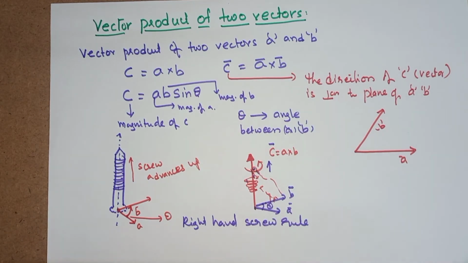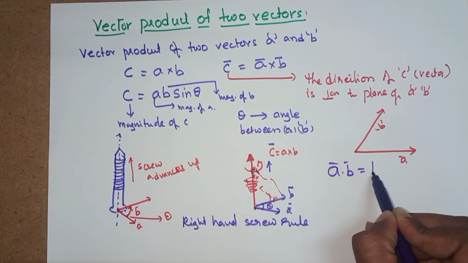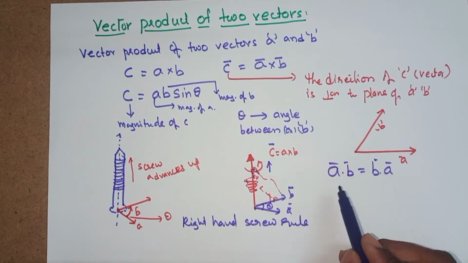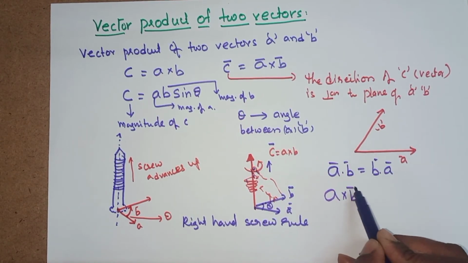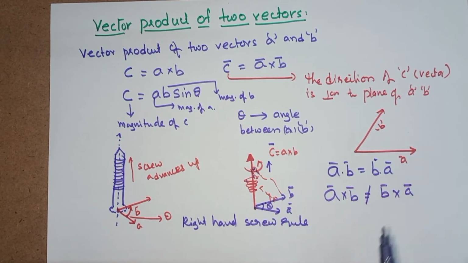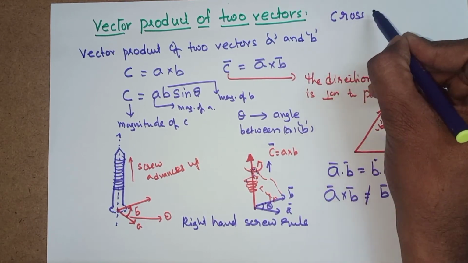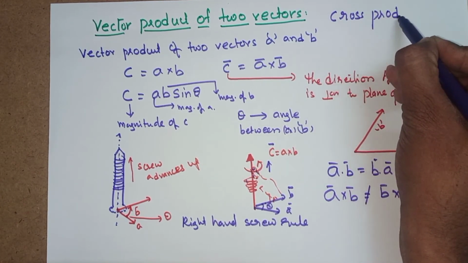It is not commutative like the dot product. Generally we write A dot B is equal to B dot A, but A cross B is not equal to B cross A. The magnitude remains the same, but the direction changes. We are very particular about specifying the direction, because it is a vector product. We also call it the cross product because we indicate it with a cross symbol.